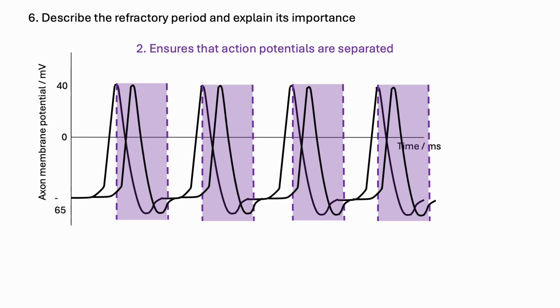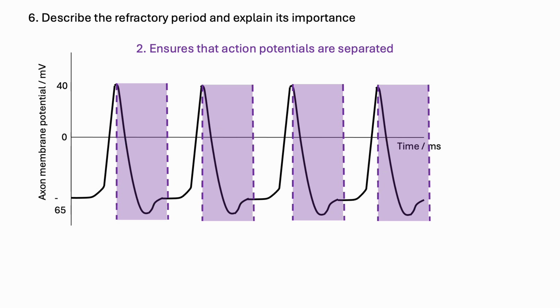Secondly, it ensures the action potentials are separated, so we don't get this overlapping of action potentials. So on the diagram below, I've shown if the refractory period didn't occur, then we could get this overlapping, and that would create quite a confused signal, unable to be interpreted by the brain, by the central nervous system. So by having that refractory period, what we get is this. We get these discrete impulses that can be interpreted by the brain.